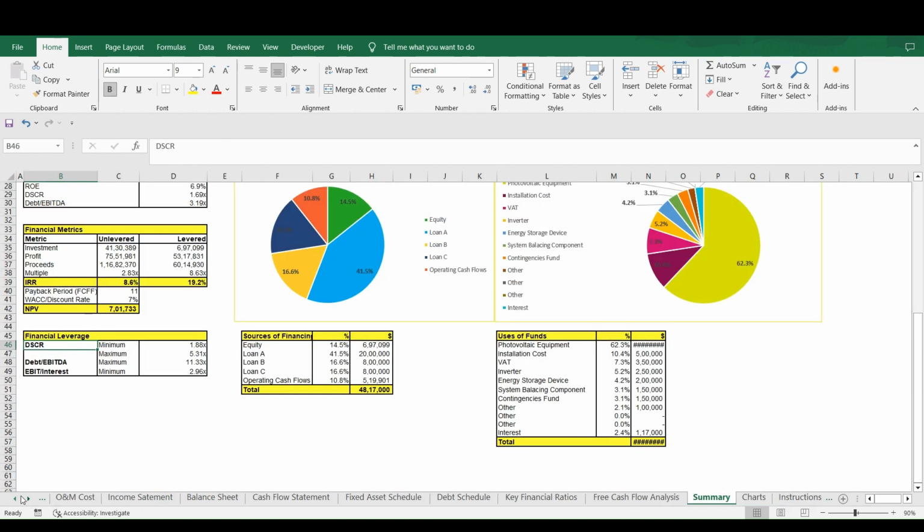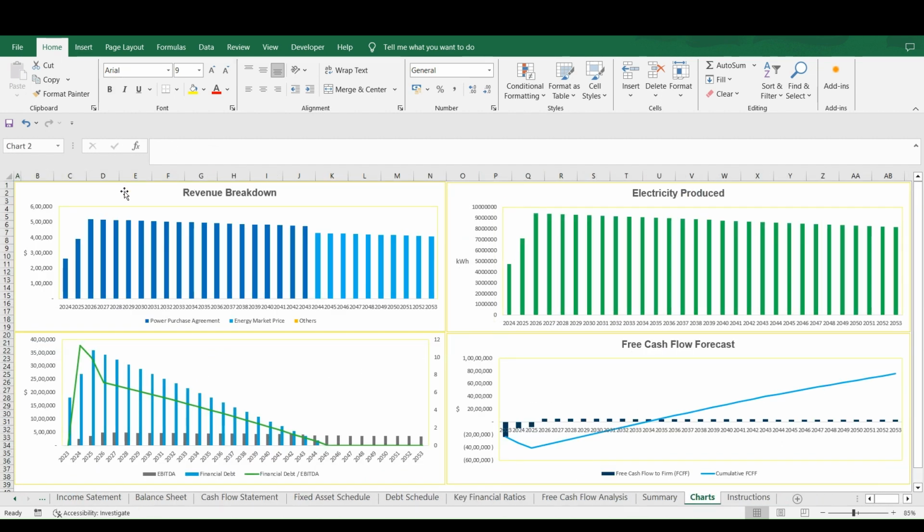Then we have the summary sheet that we have already discussed. Then we have some of the charts showing the revenue breakdown that we have from power purchase agreement, energy market price. Then we have the electricity produced bar chart showing how much electricity is being produced. Then we have a financial debt to EBIT ratio chart. And then we have our free cash flow. Well, if you can see around year 11, we are becoming cash flow positive. So this is also crucial for us.